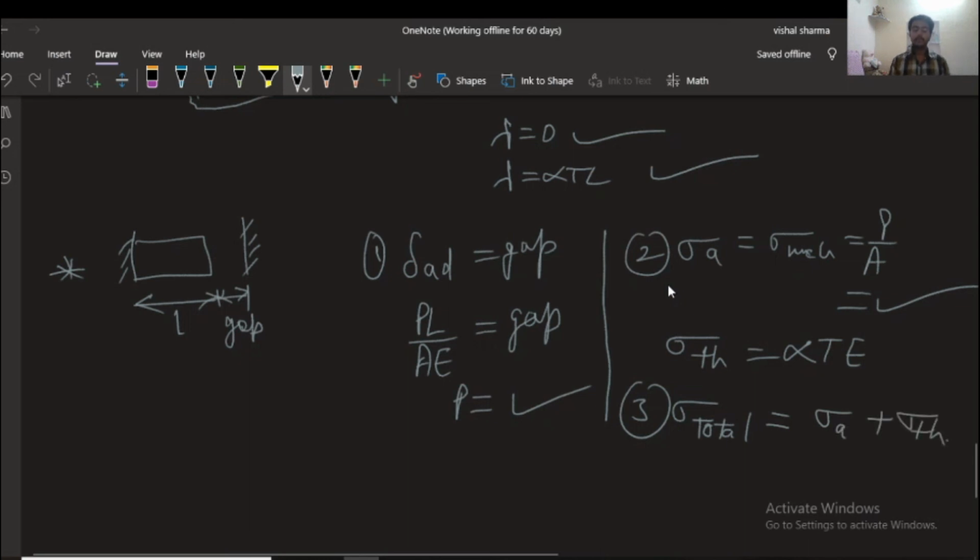So if in the question the load is not given, then the first step is to use this equation to find the load. If the load is calculated, then we can find the axial stresses and thermal stresses by these formulas, and the sum of these two will give the total stresses on the beam.